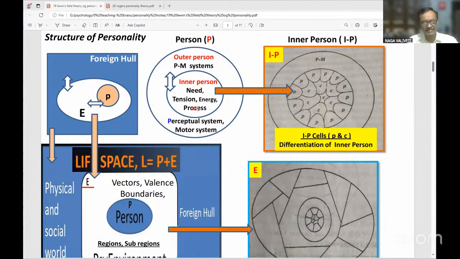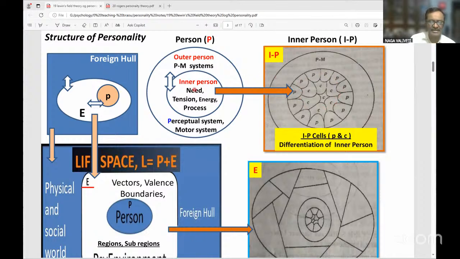What is the inner person having? The inner person is getting a need. Once a need arises, it creates certain energy, attaches energy to it, and then it creates certain tension. This tension is transformed here. This inner person differentiation here creates certain cells, peripheral cells and central cells. Depending on the importance and the immediacy, these cells will get activated. Each action is called a task here, right?